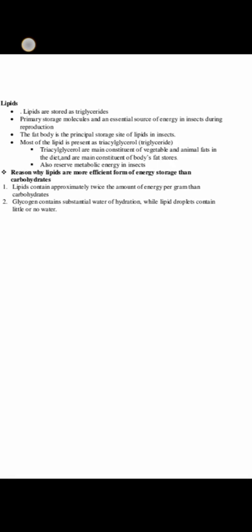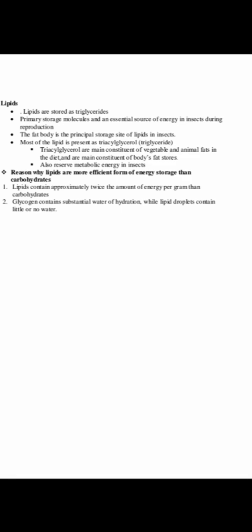So there are two reasons why lipids are a more efficient form of energy storage than carbohydrates. First, lipids contain approximately twice the amount of energy per gram than carbohydrates. Second, glycogen contains substantial water of hydration, while lipid droplets contain little or no water.